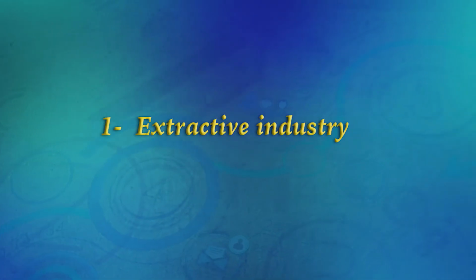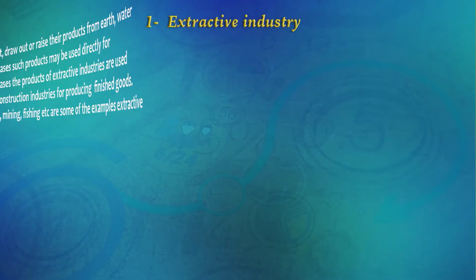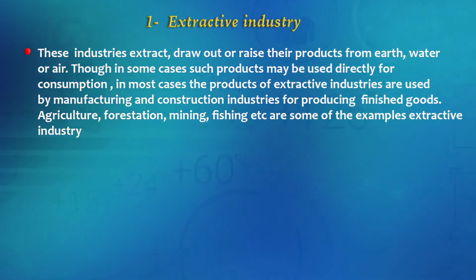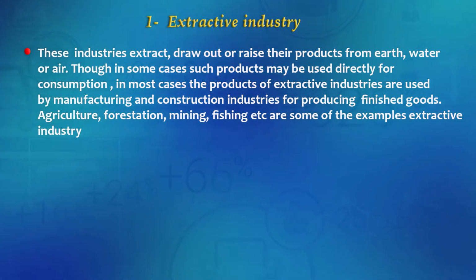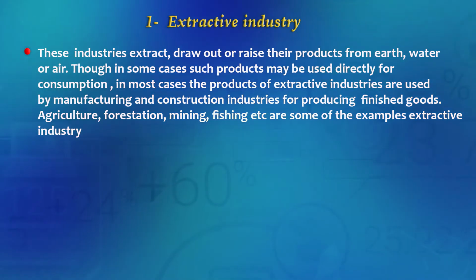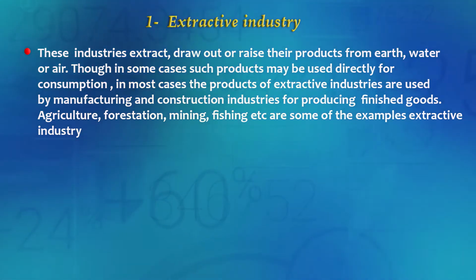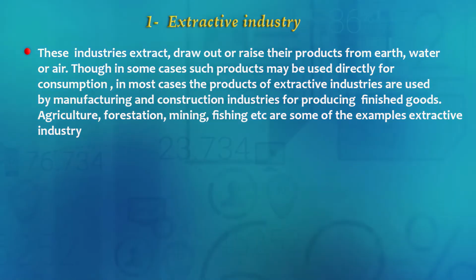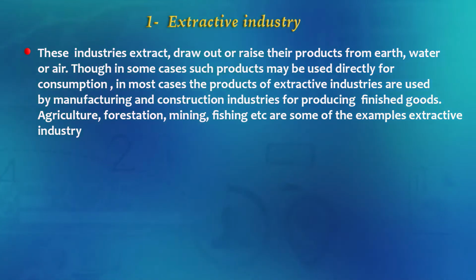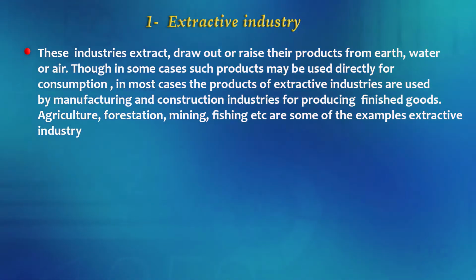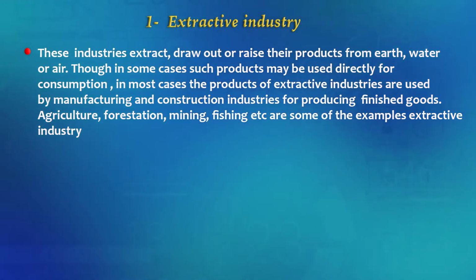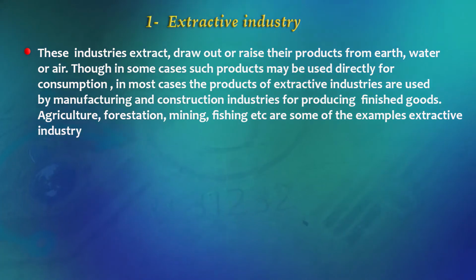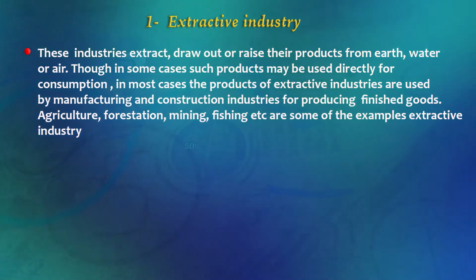Number 1 is extractive industry. These industries extract, draw out or raise their products from the earth, water or air. Though in some cases such products may be used directly for consumption, in most cases the products of extractive industry are used by manufacturing and construction industry for producing finished goods.